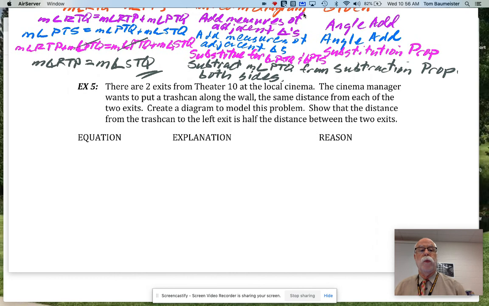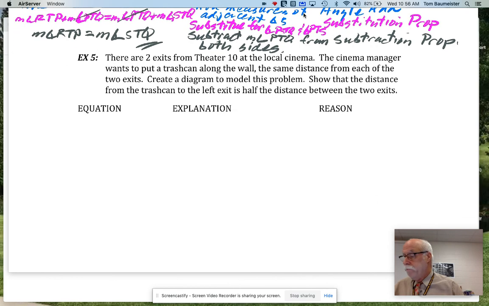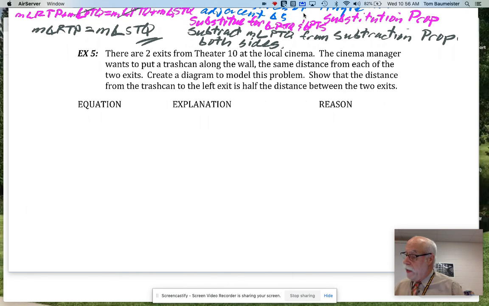And then the last one is a word problem. There are 2 exits from Theater 10 at the local cinema. The cinema manager wants to put a trash can along the wall the same distance from each of the 2 exits. Create a diagram to model this situation or this problem and show that the distance from the trash can to the left exit is half the distance between the 2 exits. All right.